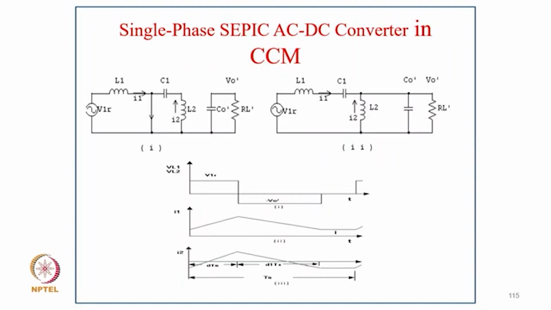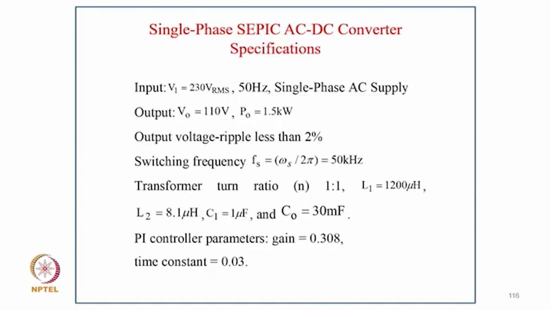And this is in case of CCM, where you typically have 2 modes. Now coming to the specification for the SEPIC case study: the input voltage is 230 volt, 50 hertz single phase supply, output voltage is 110 volt, and power is 1.5 kilowatt. The output voltage has 2% ripple, with a switching frequency of 50 kilohertz.